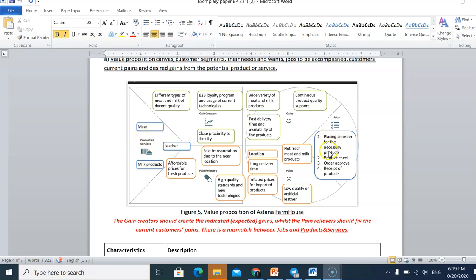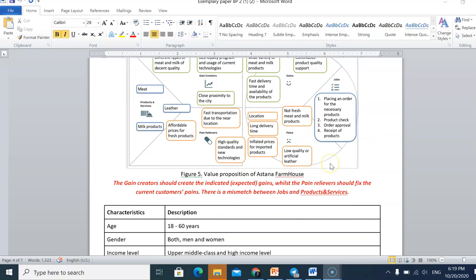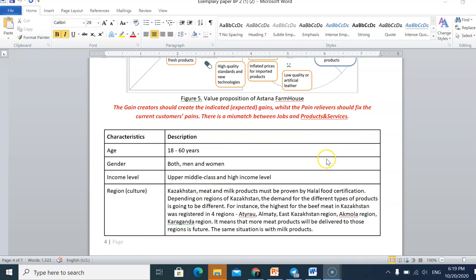So, placing an order for the necessary products. Maybe you'll do it via a call center, maybe via a website or app. I don't know. Then product check. So think about those actions that need to be taken by a company to make the jobs of your customers easier, more convenient, and faster.